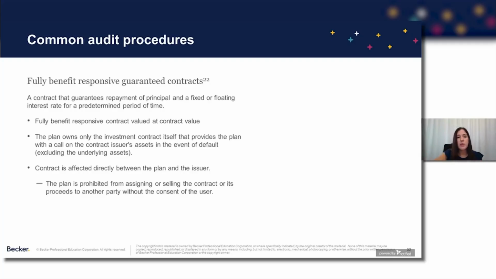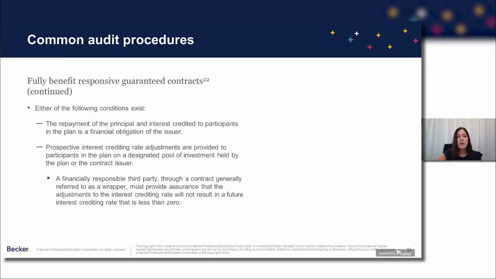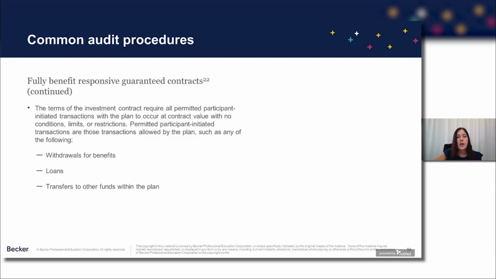So how do we determine whether or not the GIC is fully benefit responsive? Certain conditions have to be present. First of all, it has to be directly between the plan and the insurance company. The interest crediting rate adjustments have to be guaranteed not to be less than 0. We also have to look at whether or not the contract requires all participant-initiated transactions to occur at contract value without any types of conditions, limits, restrictions, or penalties.